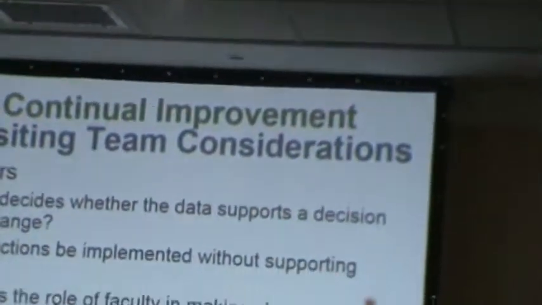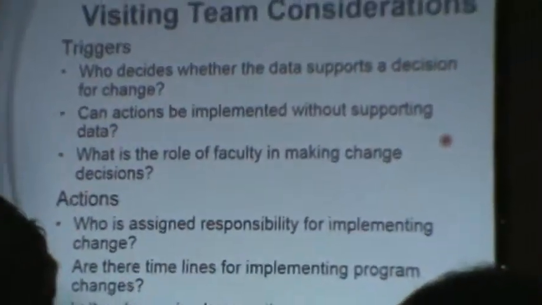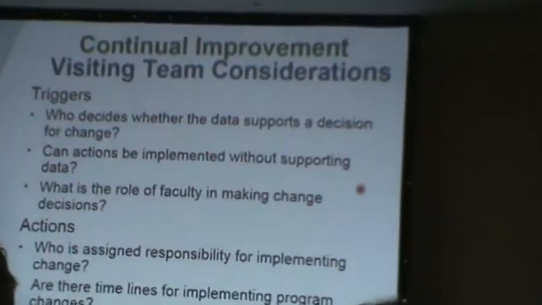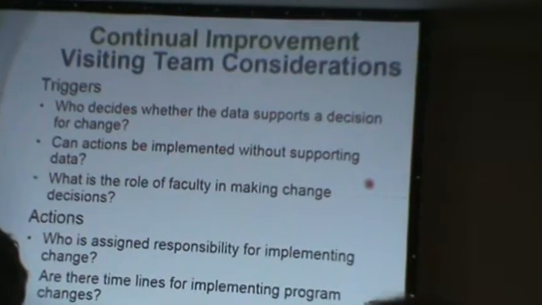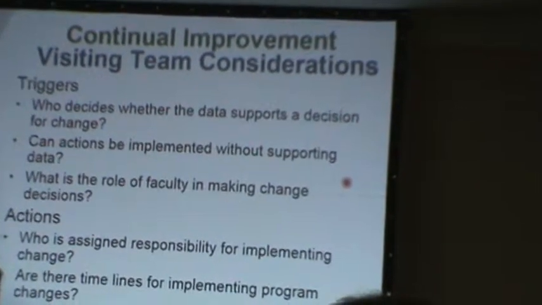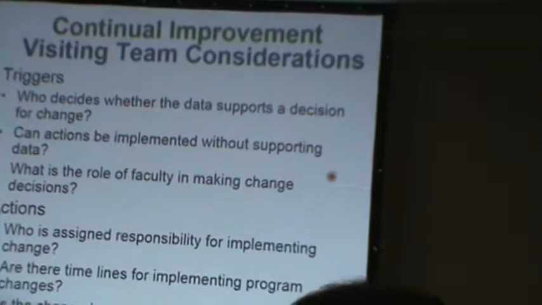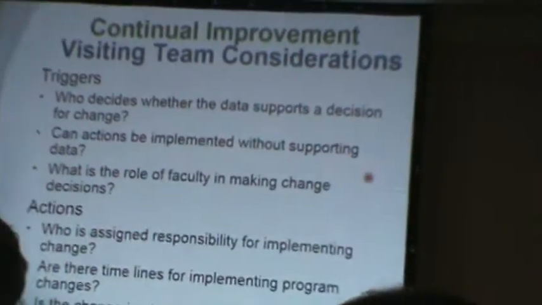Triggers. Who decides whether the data supports a decision? Is it made at the program level? Is it made at a faculty level? Is it made somewhere else? Who decides is important. Can actions be implemented without supporting data?